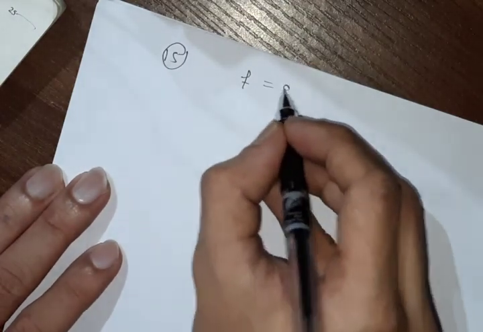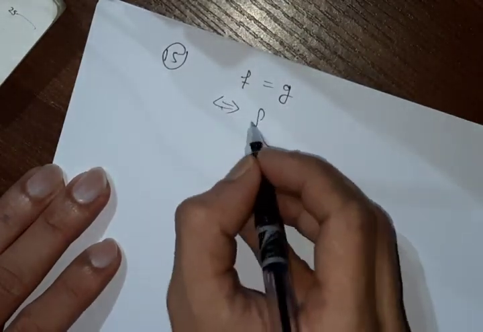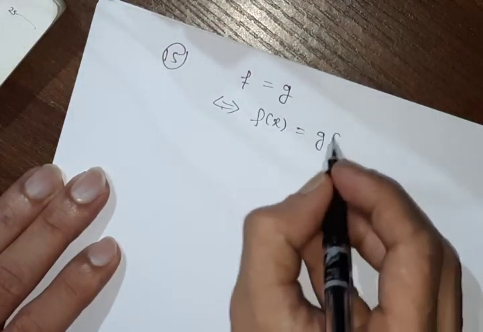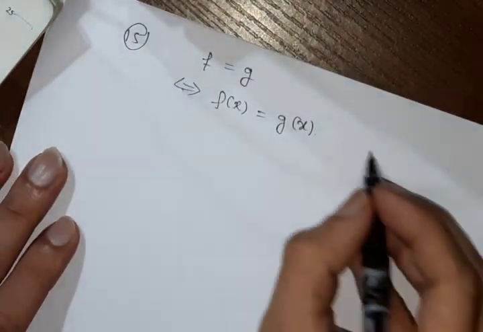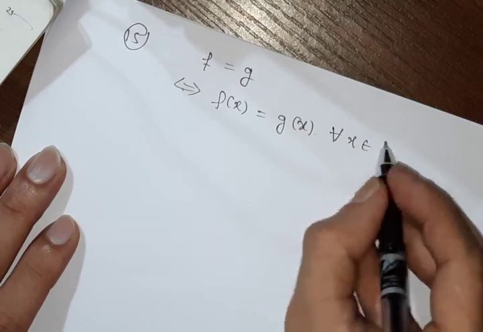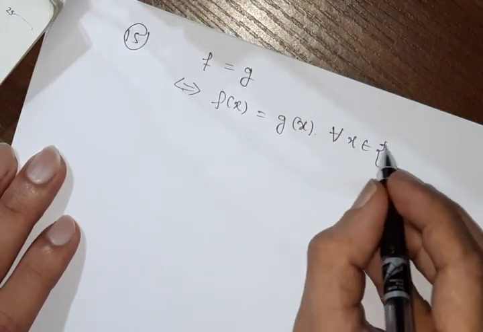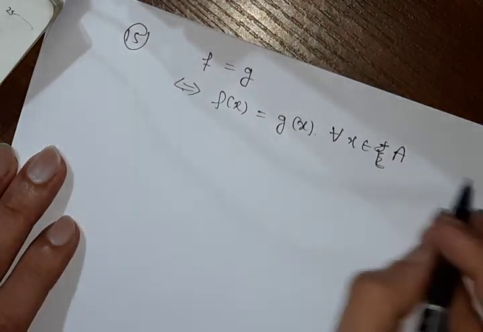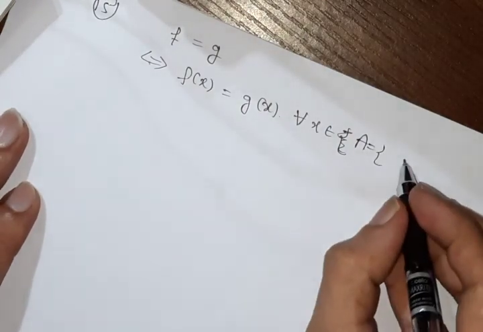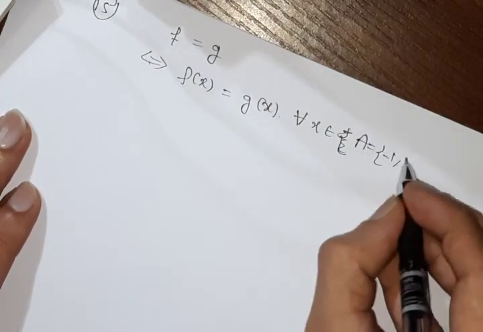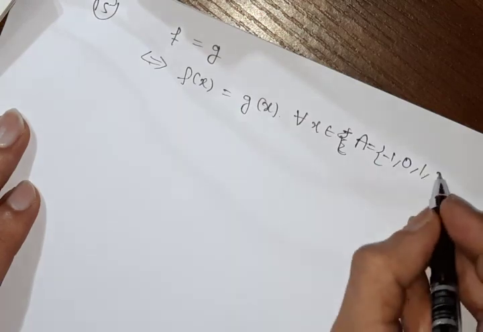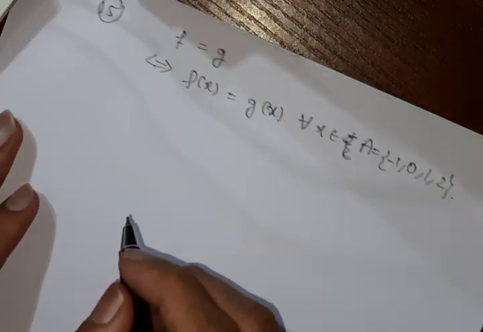So f is equal to g if and only if f(x) is equal to g(x), right? This is true for all x belonging to the domain, that is A. Okay, and what is A given as? A is given as minus 1, 0, 1, 2. Okay, this is the set A.